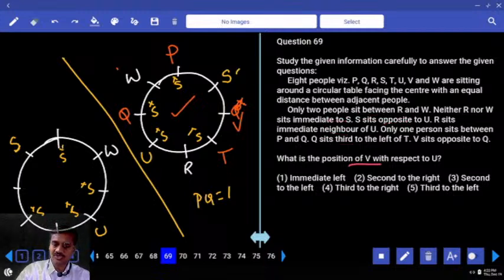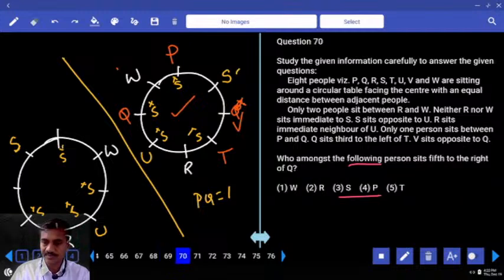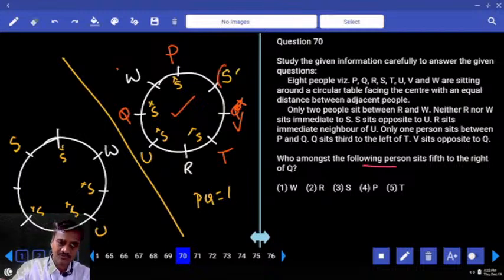Then what is the position of V with respect to U? That is third to the right or fifth to the left. Third to the right or fifth to the left, that is choice 4, question number 69. Then 70, who among the following persons sits fifth to the right of Q? Now fifth to the right of Q means that is S. Choice 3, question number 70.